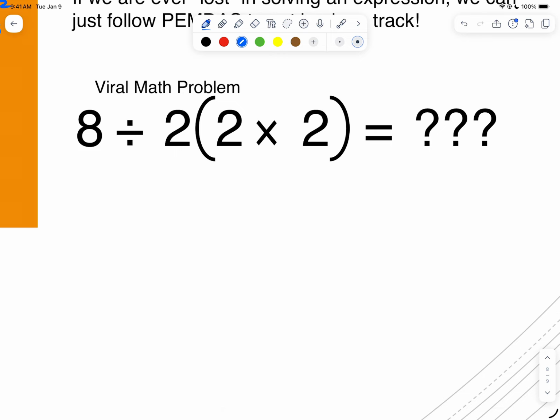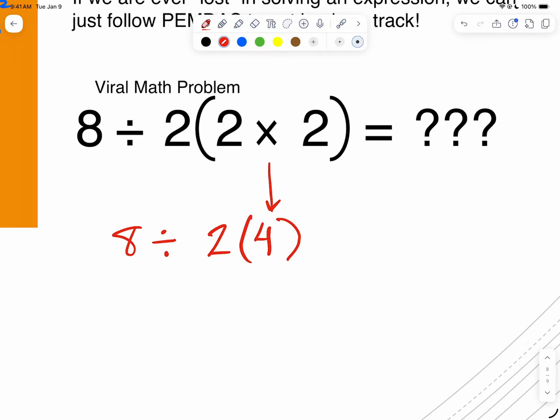So we start, since we have parentheses, we're going to do the exact process that we just discussed. We have parentheses, so we're going to do the parentheses first. 2 times 2 equals 4. And then we're going to rewrite all of what we just had. So now the expression becomes 8 divided by 2 times 4.